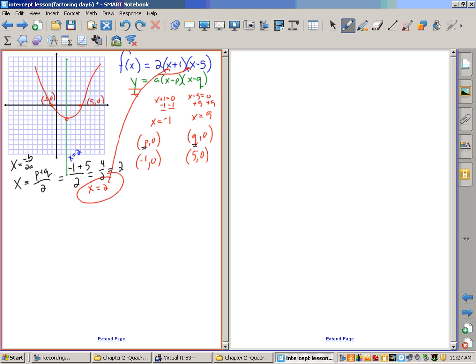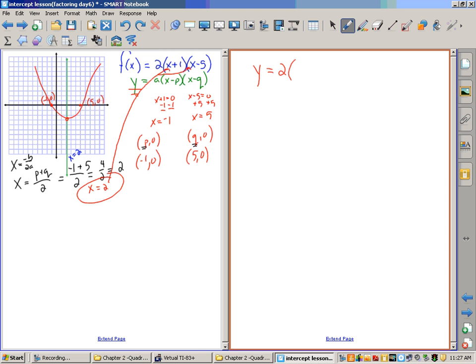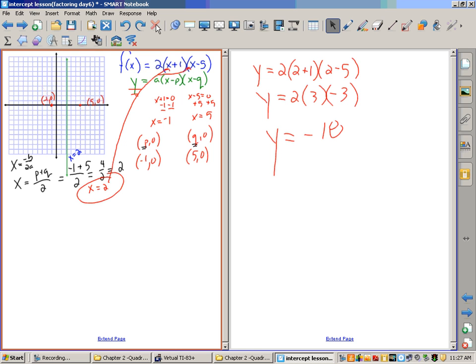So I plug that in: y equals 2 times 2 plus 1 times 2 minus 5, y equals 2 times 3 times -3. Oh, this one goes down a long ways, doesn't it? Yeah, -18. So if I was really to graph this thing, it shouldn't look like that, it's going to be probably way down here. So 2, -18.